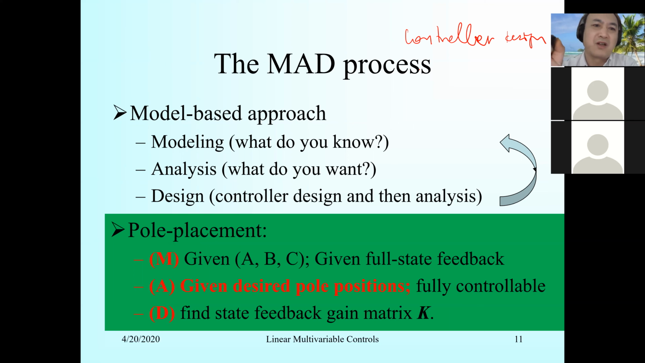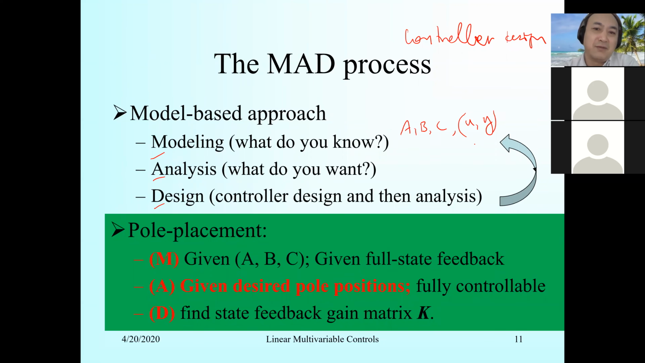As a MAD process. So modeling, analysis, and design. So in this case, what do you know about the system you want to control? You've got A, B, C. Here's what you know. You also know that your control signal and Y are actually available information. So then you can analyze your controllability, observability, and so on and so forth.